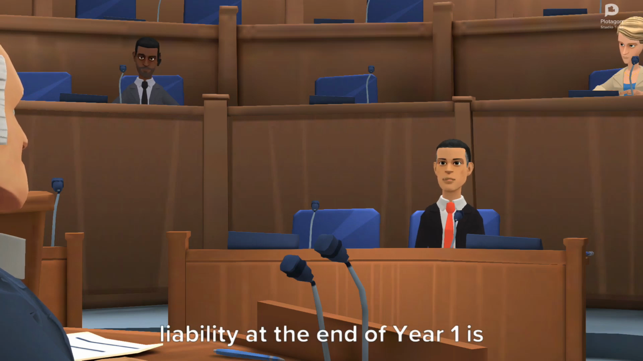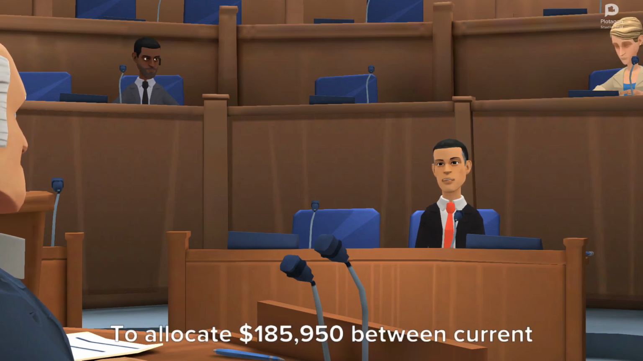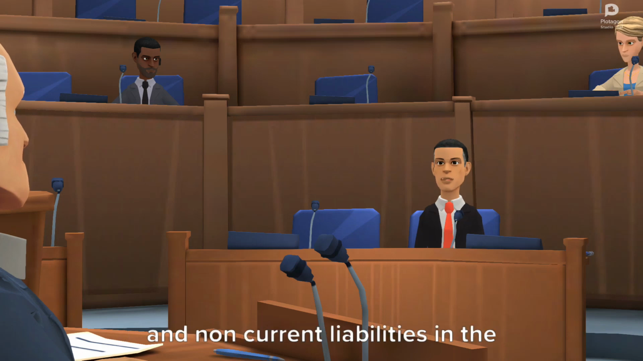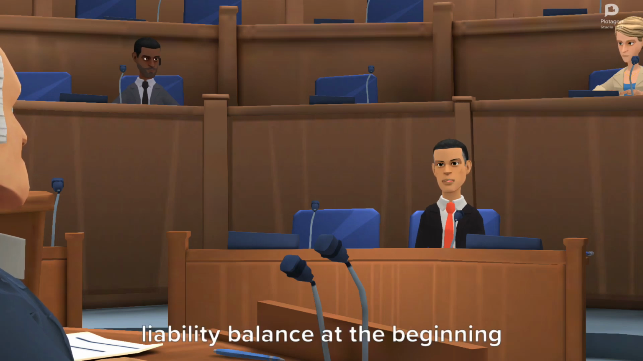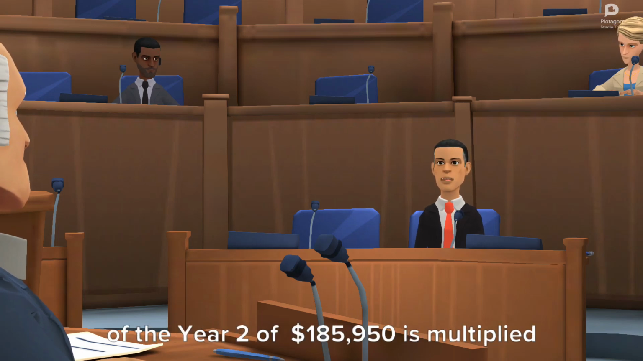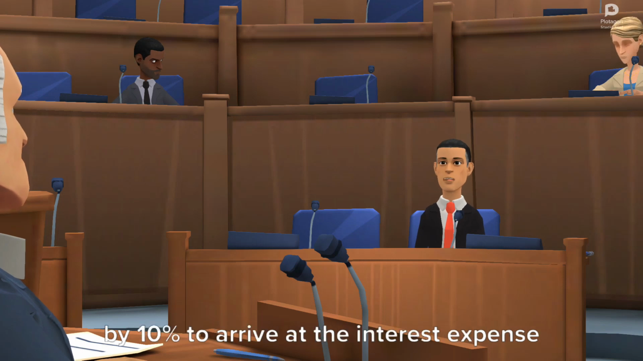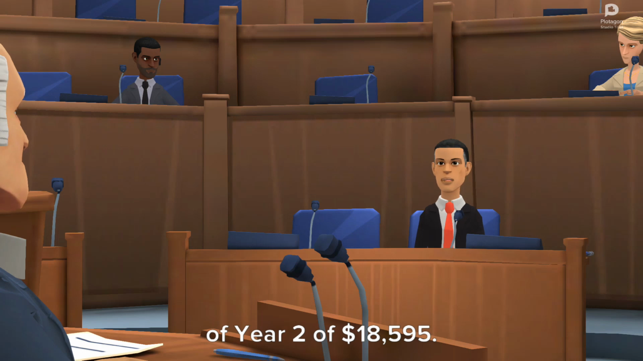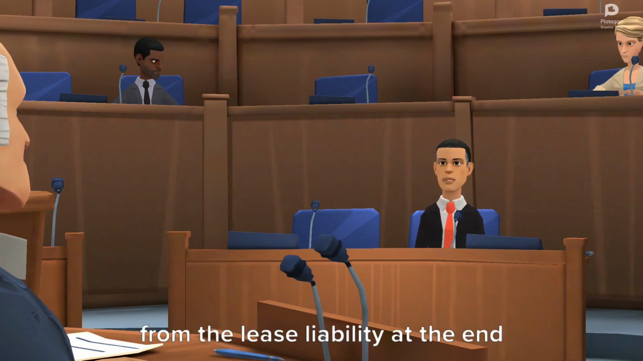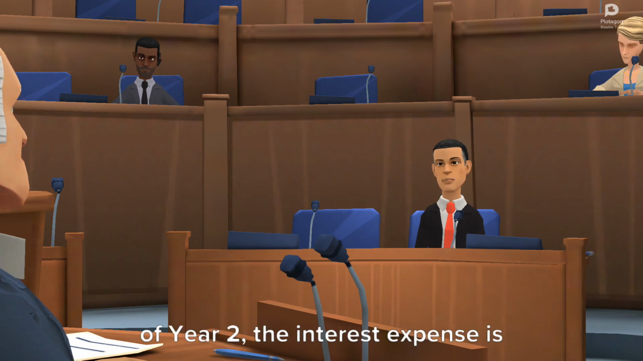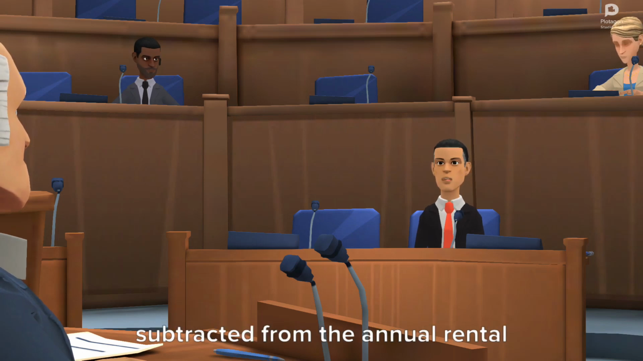To allocate $185,950 between current and non-current liabilities in the balance sheet of year one, the lease liability balance at the beginning of year two of $185,950 is multiplied by 10% to arrive at the interest expense of year two of $18,595. To arrive at the amount to be reduced from the lease liability at the end of year two, the interest expense is subtracted from the annual rental payment of $100,000. Thus, the amount of reduction is $81,405.